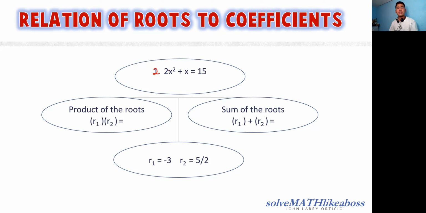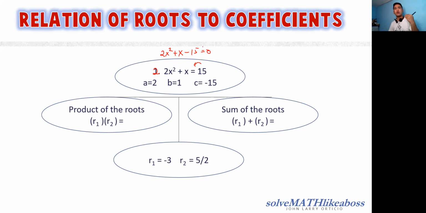Now, look at the equation. This is not written in general form. Dapat kasi written in general form. So, gagawin lang natin, i-transpose natin si 15. So, this will become 2x squared plus x minus 15 is equal to 0. So, ibig sabihin, ang numerical or ang values ng A, B, and C ay 2, 1, and negative 15.